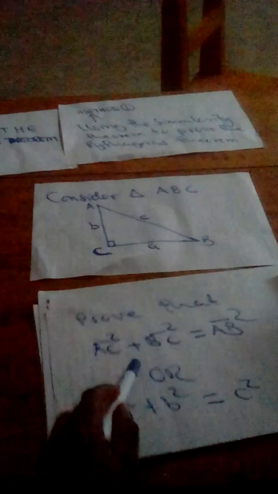So the problem here is to prove that AC squared plus BC squared equals AB squared. That is when we use two letters. But when we use single letters, we will prove that a squared plus b squared equals c squared. So this is how we go around in proving this.